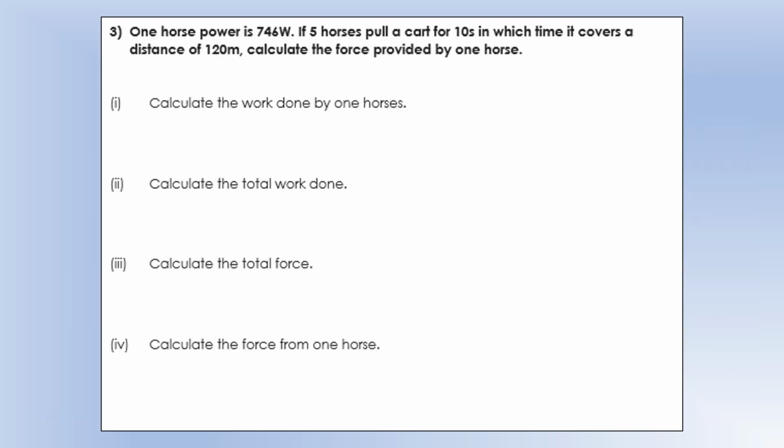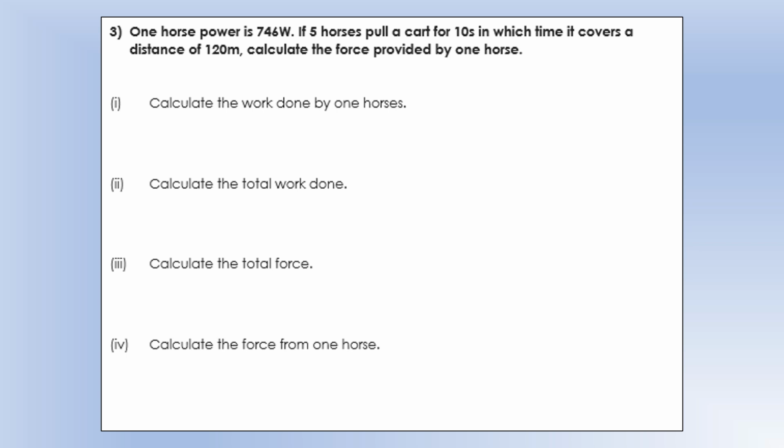Okay, final question. 1 horsepower is 746 watts. Watts is the unit of power, so you're going to need an equation for power to do this question. So 5 horses pull a cart for 10 seconds, in which time it covers a distance of 120 meters. Calculate the force provided by 1 horse. So again, I want you to pause the video, have a crack at these. You may need to look up your equation for power to proceed through this question.